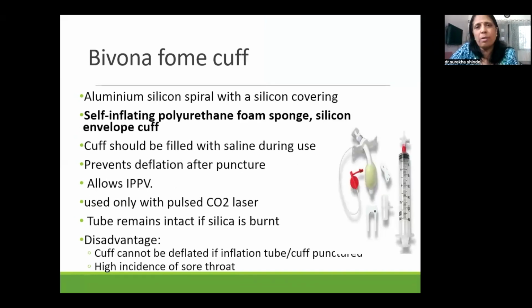It's a Bivona foam cuff. As the name suggests, it has a self-inflating polyurethane foam sponge in a silicone envelope cuff. The cuff is initially filled with saline during use, and once you insert it, it will keep on self-inflating. And whenever there is an accidental puncture, it prevents deflation. So IPPV may not be hampered, but the complication that can happen because of this is that if suddenly you have to extubate this tube, the extubation will be difficult because the cuff doesn't deflate. One more advantage is the tube remains intact even if silicone is burned. So there is no problem of the patient having obstruction.